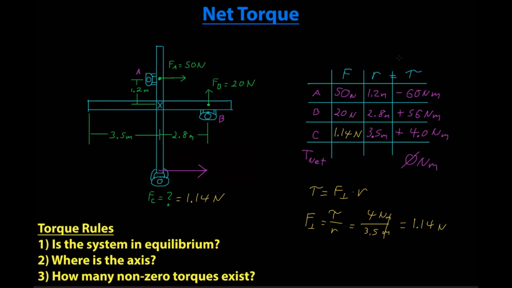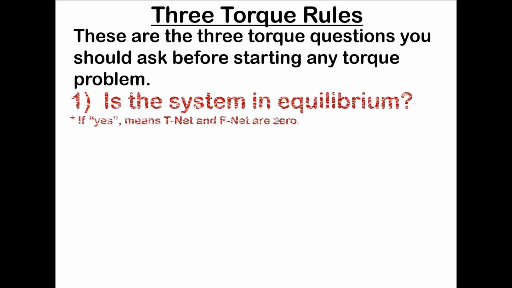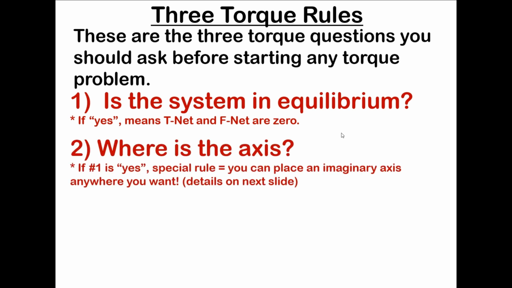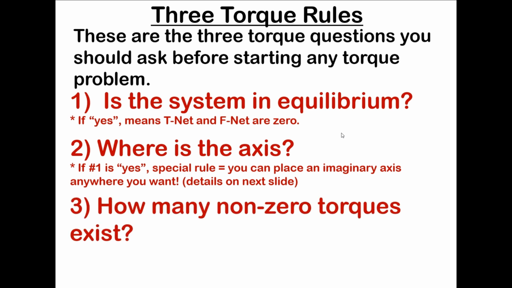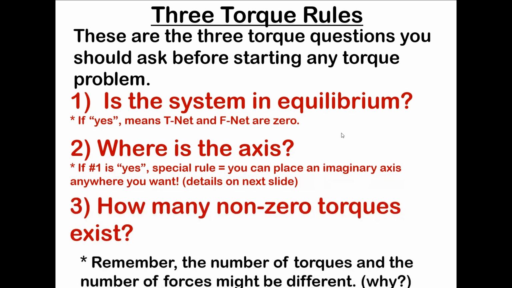And again, this makes it very easy to keep track of your work and very easy for someone else like a teacher or grader to follow your work as well. So just to show them one more time, is the system in equilibrium? Answers could be yes, no, or I don't know, perfectly fine. Where is the axis? We'll deal with the special rule next video. How many non-zero torques exist? That's how you know how many torques to put in your table.